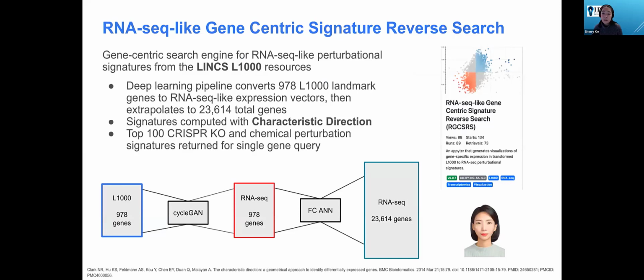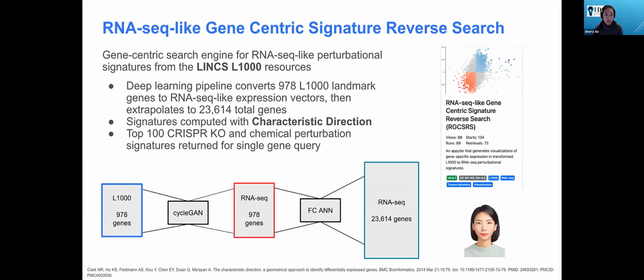And then finally, we have the RNA-seq-like Signature Reverse Search Appyter, which allows single gene queries against RNA-seq-like perturbational signatures derived from the LINCS L1000 datasets. These signatures were transformed from L1000 expression vectors to RNA-seq-like expression vectors using a deep learning pipeline developed by Dr. Minji Jeon in our lab.